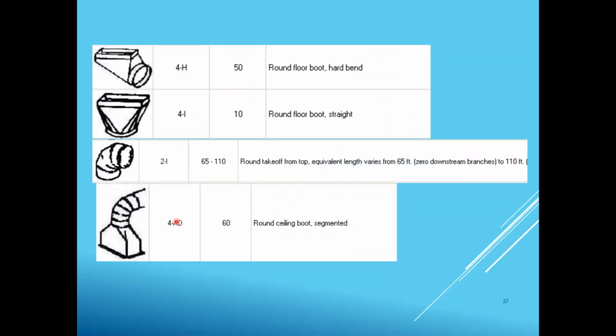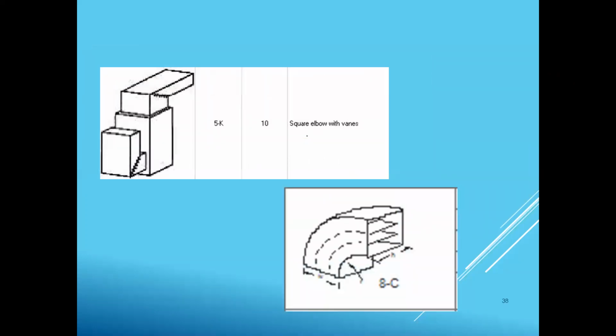Well, there's a 4AD, that's what it looks like, right there. Here's a 2I, that's what it looks like. Here's a 4I, does that look familiar? And how about a 4H? Well, you got register boots, one that comes off the end, more like a ceiling piece with a piece of flex on it, right? Turning vanes.